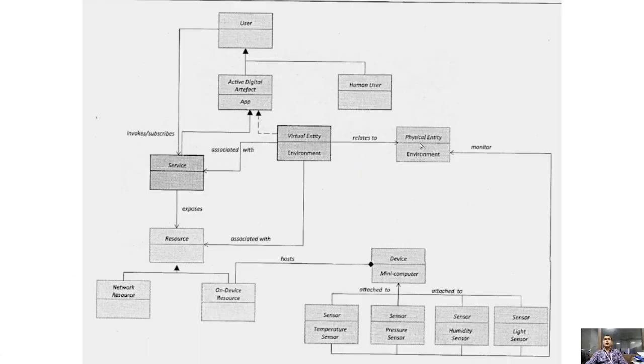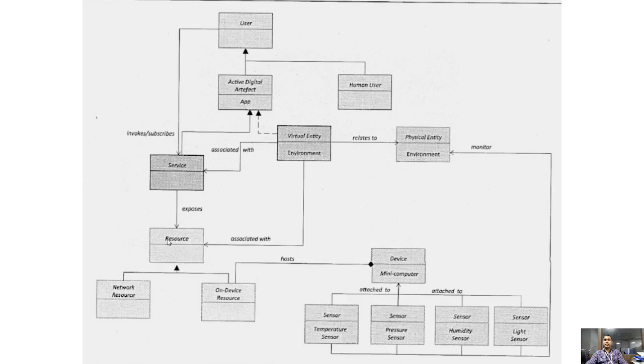Here, as we can see, the physical entity is the environment, and obviously it is also represented as a virtual entity. So the device here that we have is again a mini computer like the Raspberry Pi, and attached to it are the different sensors. There is a temperature sensor, pressure sensor, humidity sensor, and light sensor respectively. So these are all related with this device. And then, like in the previous case, there is a network resource, and then there is an on-device resource that are connected with this resource.